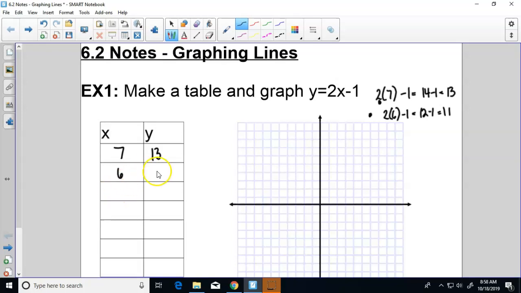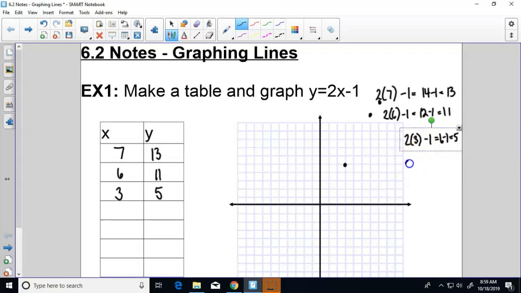Okay, 3. I'll write that down. 3. So if I do 2 times 3 minus 1, I have 6 minus 1, which will give me 5. So I'm just plugging in numbers. 3, 5. I'm going to graph that point. Okay? Let's see. Gabe, give me another number.